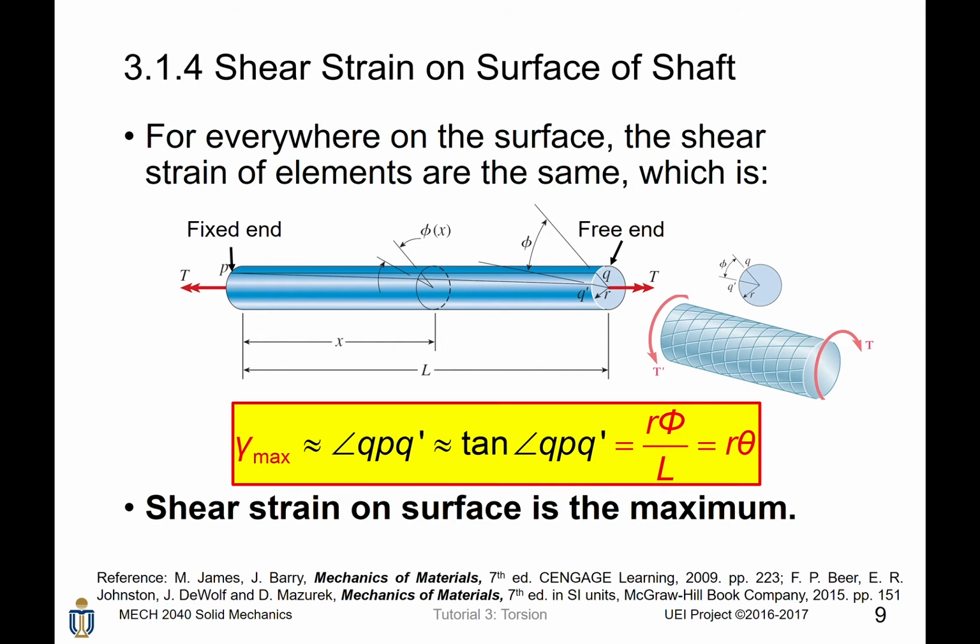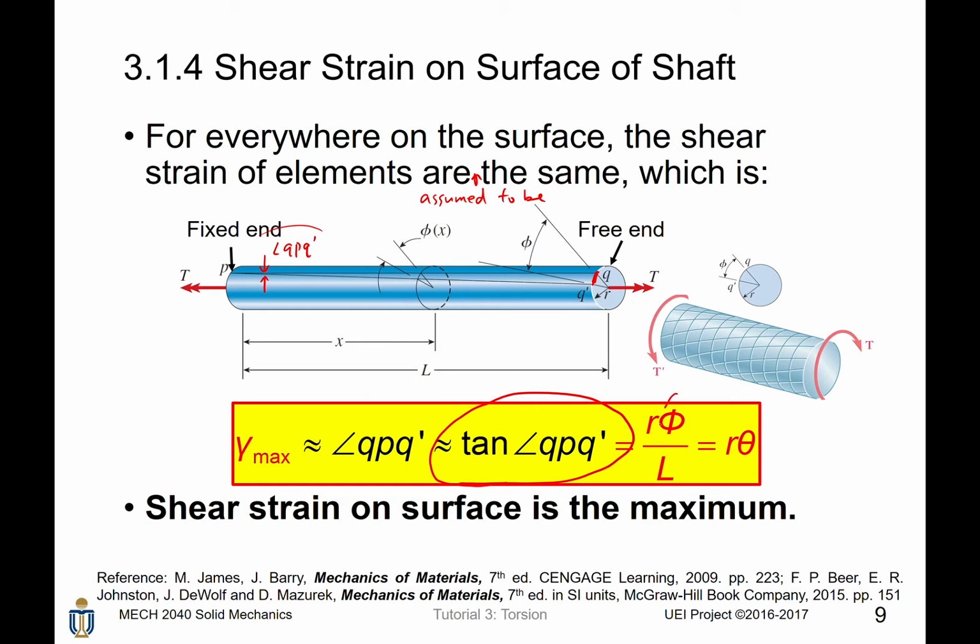Everywhere on the surface, the shear strain of elements is the same, or in other words, it is assumed to be the same. As we have learned in previous tutorials, the shear strain of a material is just the angle QPQ prime. But for this very tiny angle, by using the small angle approximation, it is just the tangent of angle QPQ prime. Then it equals the length of this arc, which is R phi, divided by the length of the bar, which is R phi divided by L.